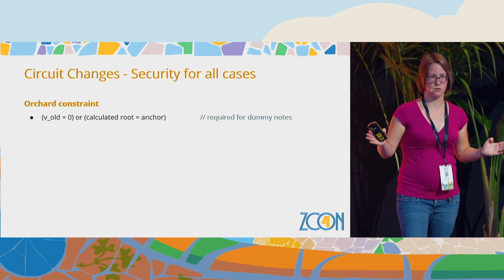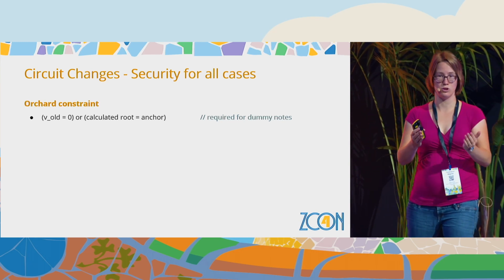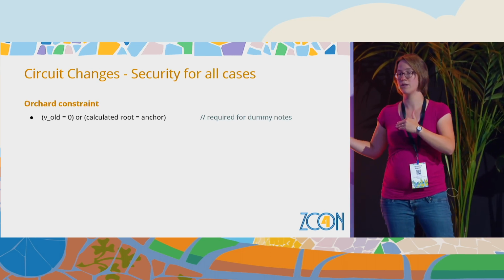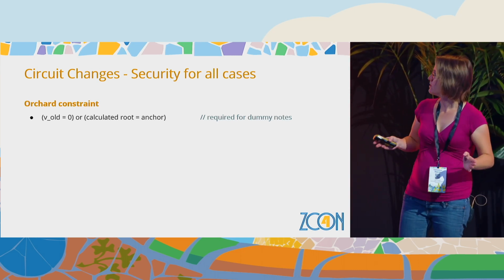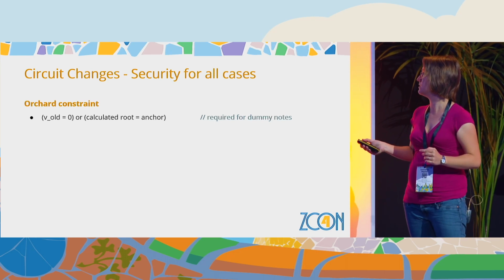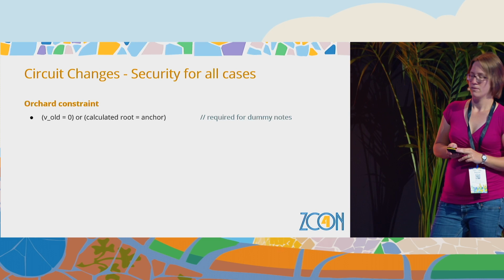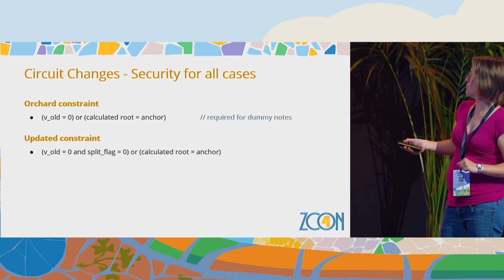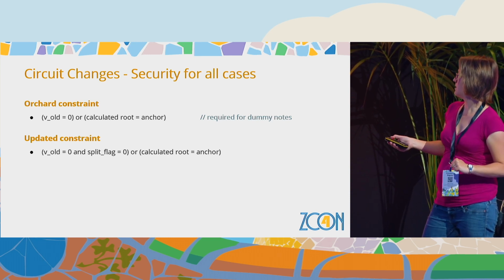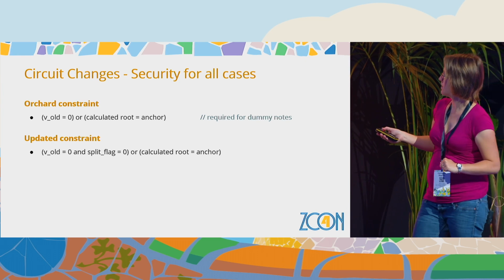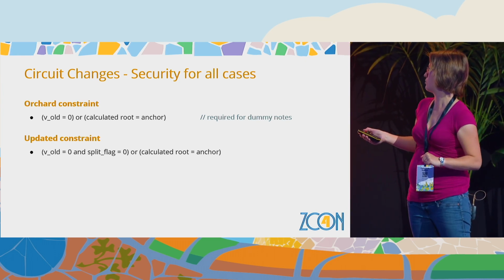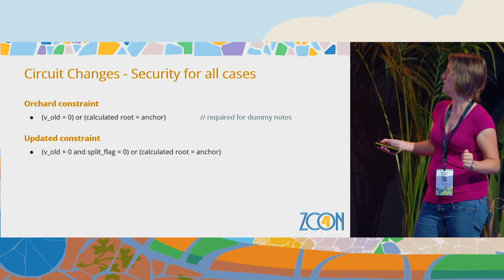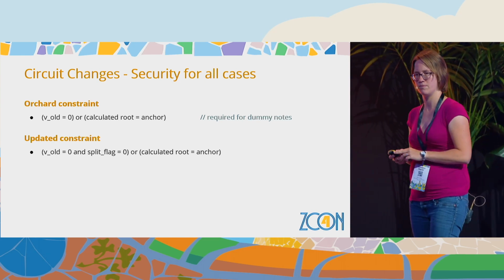Now we have to update this constraint because we introduce a new notion. We have not only normal and dummy notes, we have normal, dummy, and split notes. For split notes, we would like to check that the note is inside the Merkle tree. So an easy way to implement this constraint would be this one: vOld is equal to 0 and split flag is equal to 0, or calculated root is equal to anchor. It means that we check that the note is inside the Merkle tree for all notes, except when vOld is equal to 0 and it is not a split note.